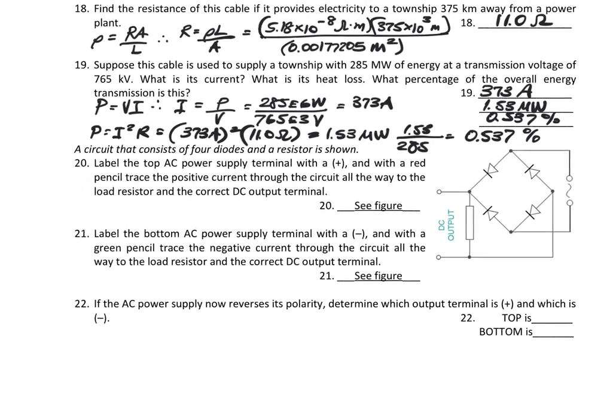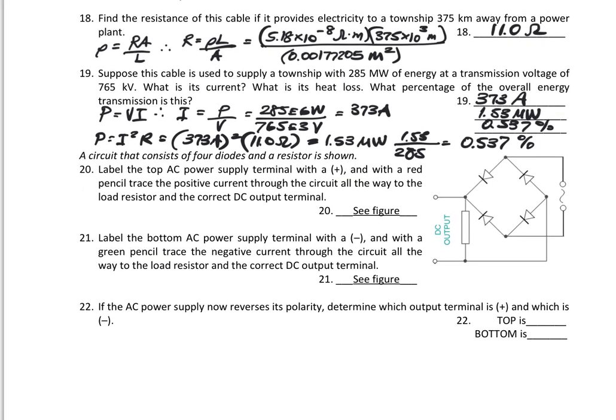Okay, and last but not least, we have our diode bridge, which is used to turn AC, alternating current, into direct current for transmission over wires, over power lines. So if we're going to call this the top side positive and the bottom side negative, this actually says red pencil trace the positive current. That's opposite than the lab we're going to be doing, but it does ask for red. So positive is red, and negative is going to be green.